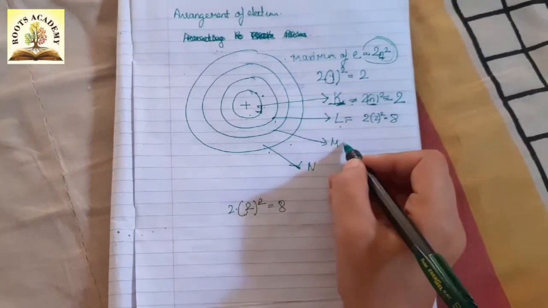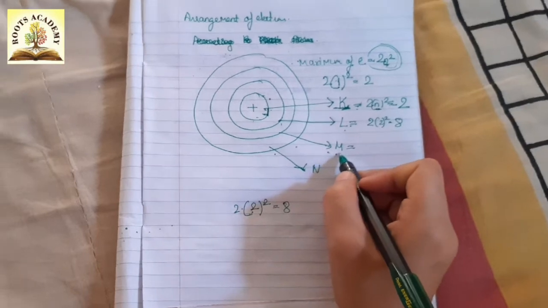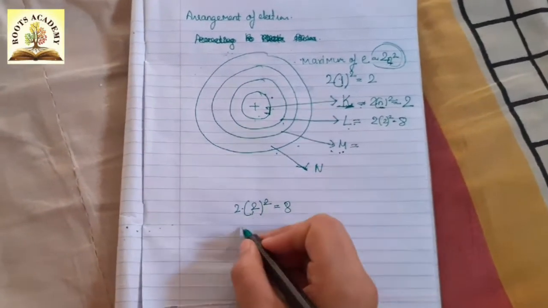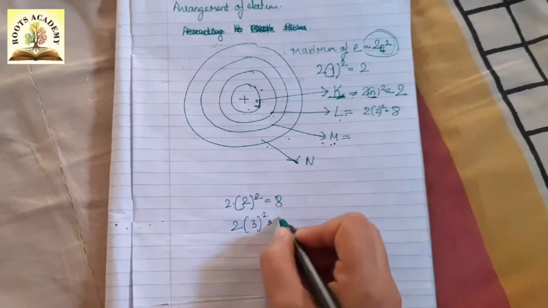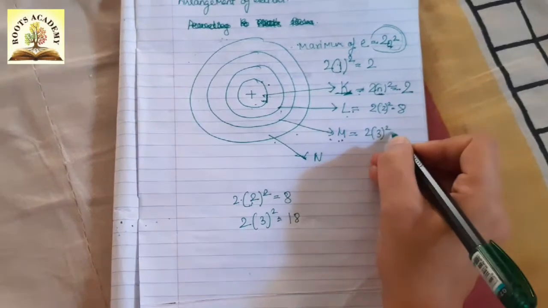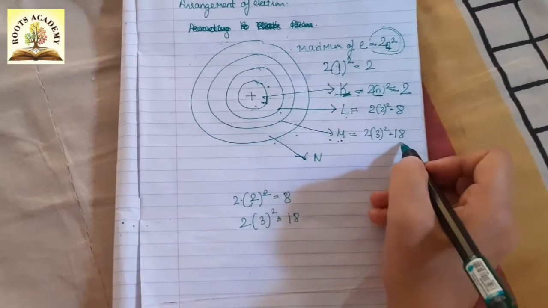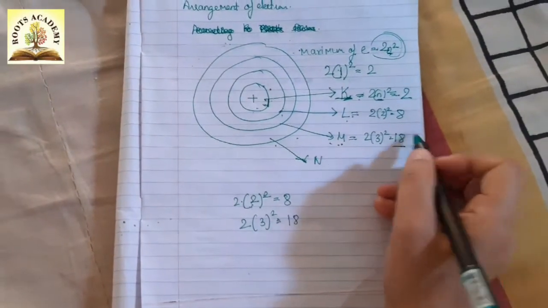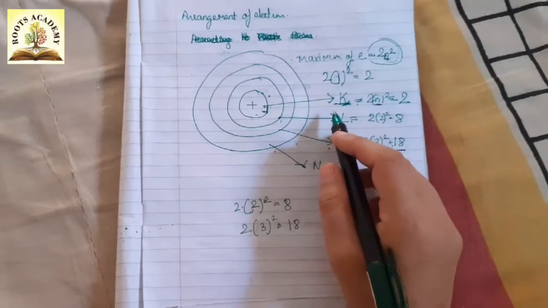What about the third shell? The third shell is represented by the alphabet M. Doing the same here, I got the answer 18. So obviously my third shell can take a maximum of 18 electrons, or less than 18. This is the maximum number of electrons that can be held by that shell.